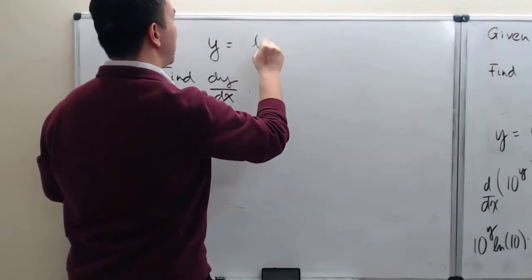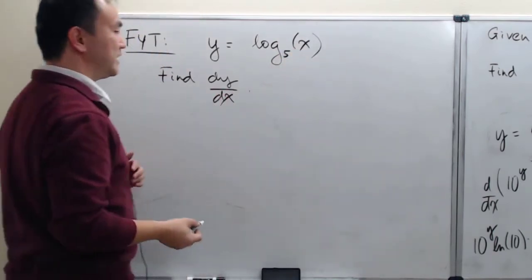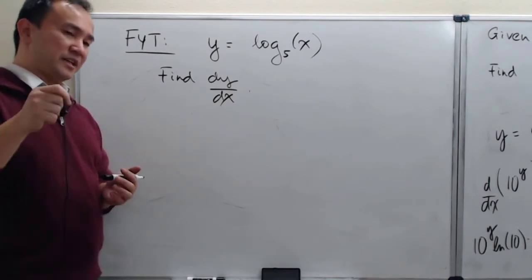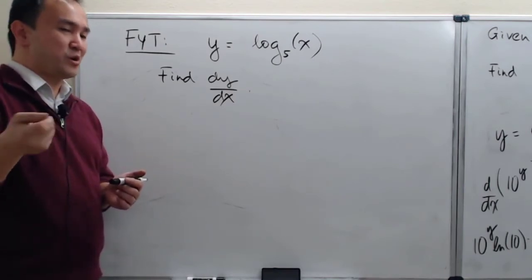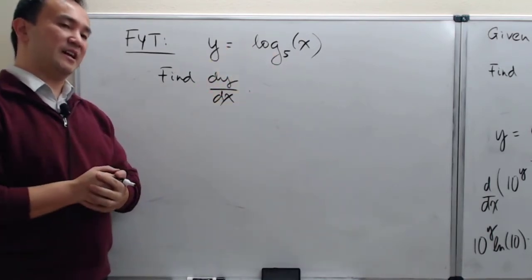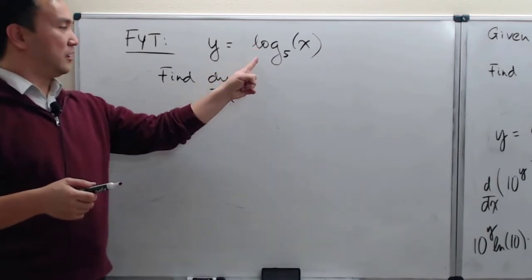How about log base 5 of x right here, and let's find dy dx. Once again, go ahead and pause the video, take out a piece of paper for scratch work, write your steps and find for me the derivative. Use the exact same idea as how you did it in the earlier problem, and then find the derivative for log base 5 of x.